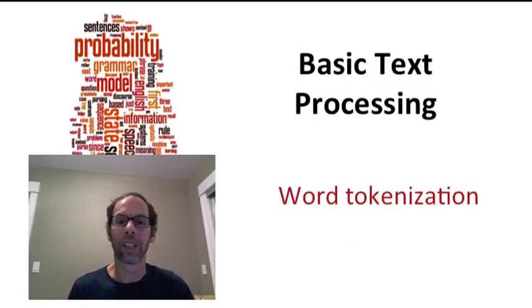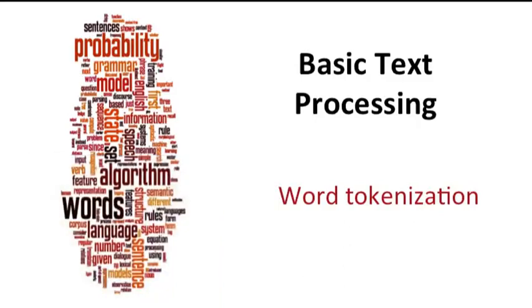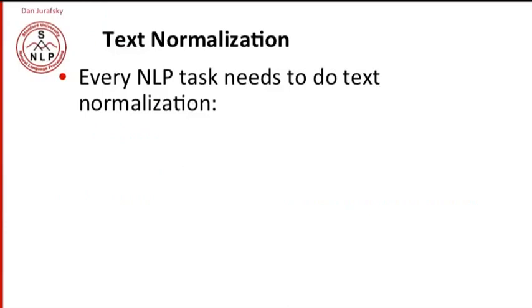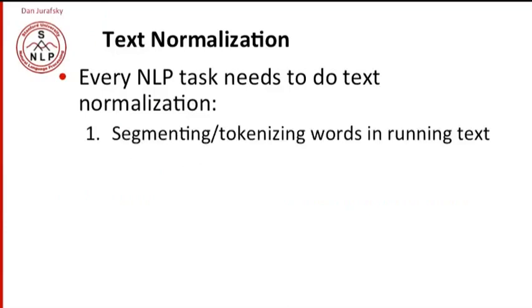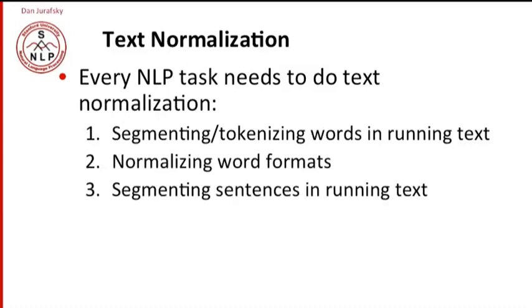Word tokenization is an important part of text processing. Every natural language processing task has to normalize the text in some way. We start by segmenting or tokenizing the words off. We often have to normalize the format of each of the words. And as part of this process, we're going to have to break out sentences from the text. So let's start by talking about word tokenization.